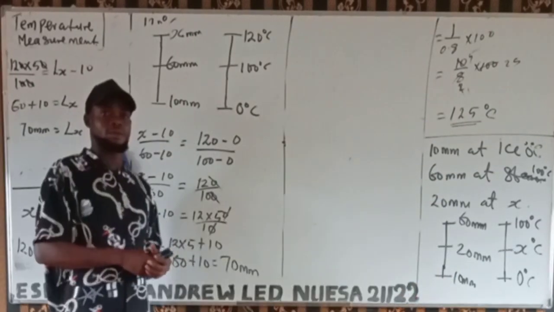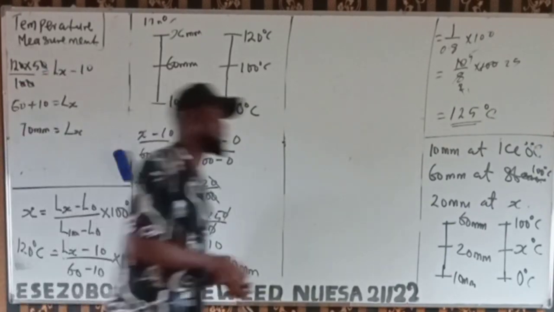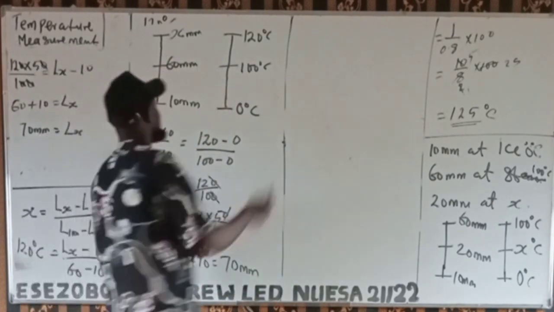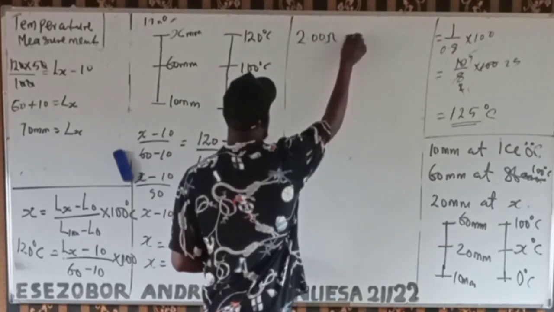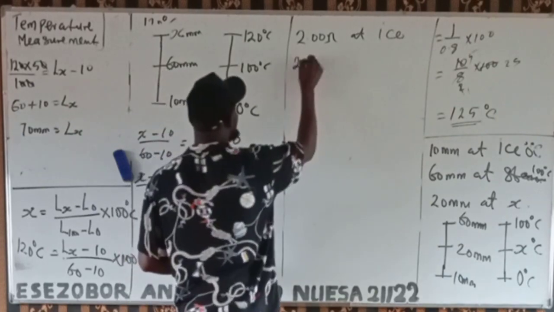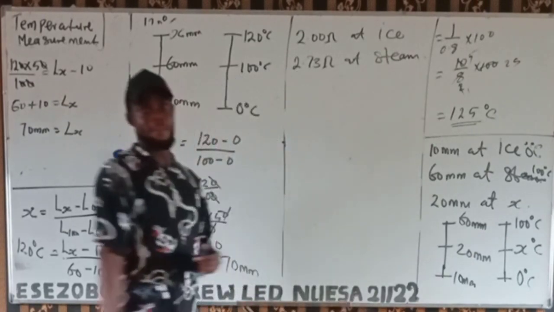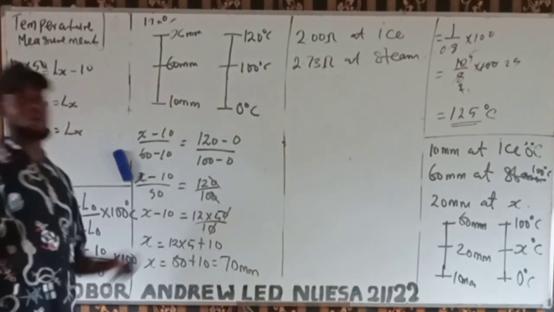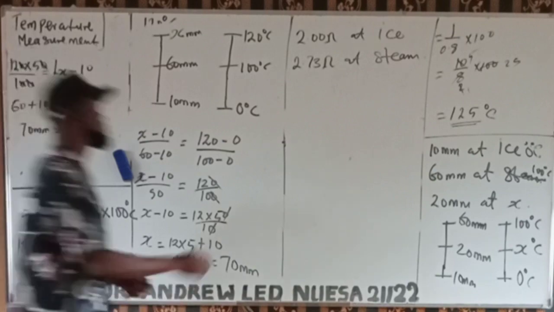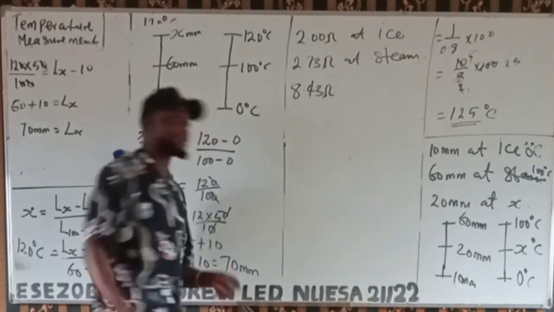So let us look into this question to see what we are going to have. Now, the resistance of a continuous resistance thermometer is 2.00 ohms at ice point and 2.73 ohms at steam point. What temperature on the continuous resistance scale, in degrees Celsius, will correspond to a resistance value of 8.43 ohms?